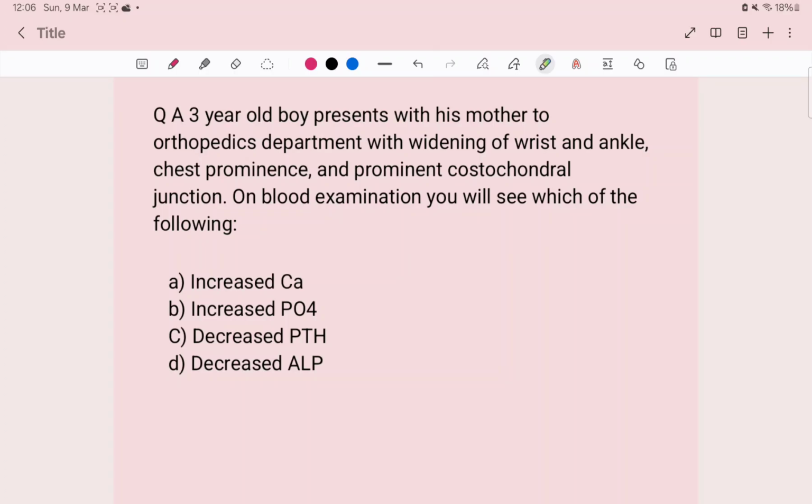So this is a very easy question. It comes from both the subjects, that is pediatrics and orthopedics. So one question you will always get from metabolic bone disorders. First you will try to answer this yourself.